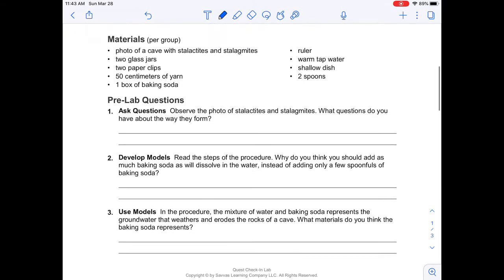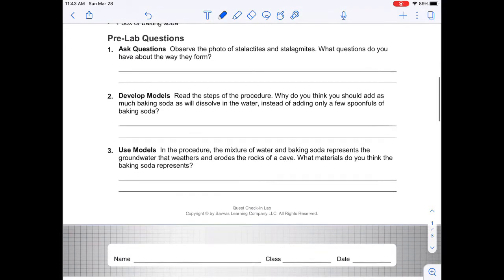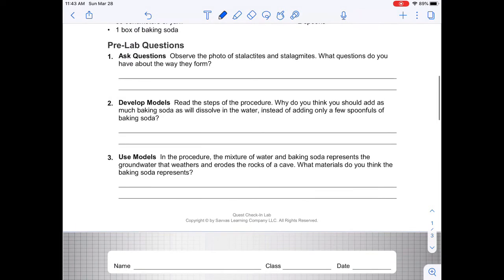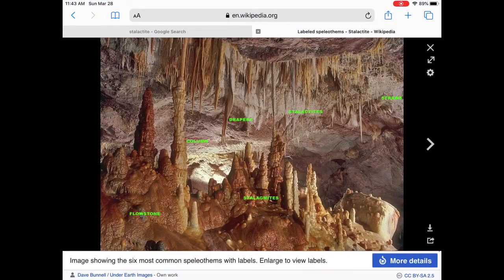So before we get into the lab, we're going to do some pre-lab questions. It says, observe the photo of the stalactites and stalagmites. What questions do you have about the way they form? This is a photo from inside a cave, and you can see some of the different features. Stalactites are the long pointy spikes coming out of the top of the cave. The stalagmites are the pointy spikes coming out of the ground of the cave.